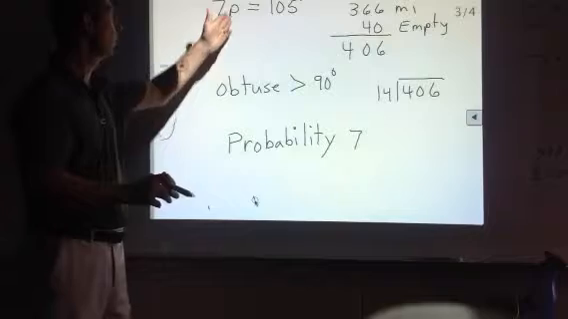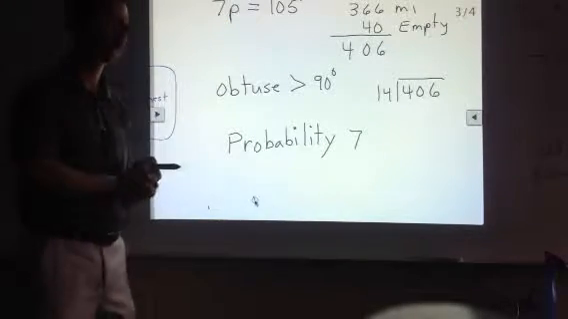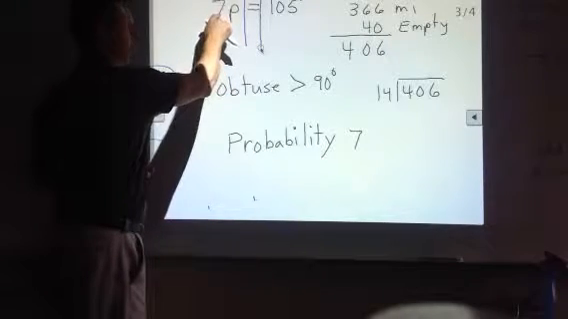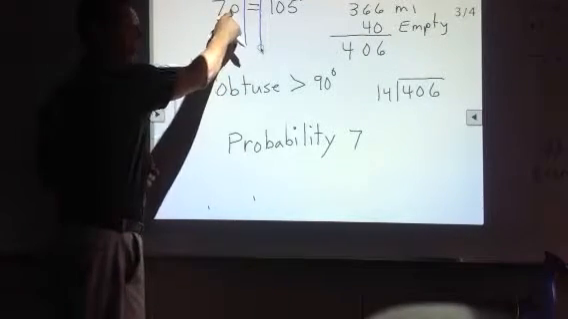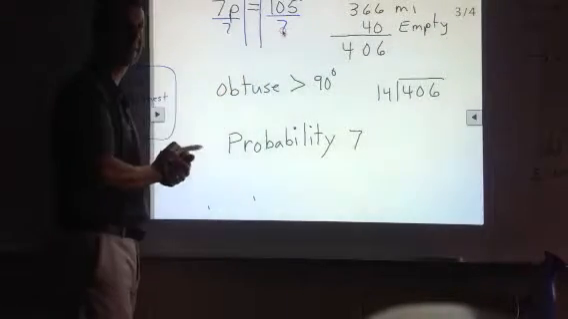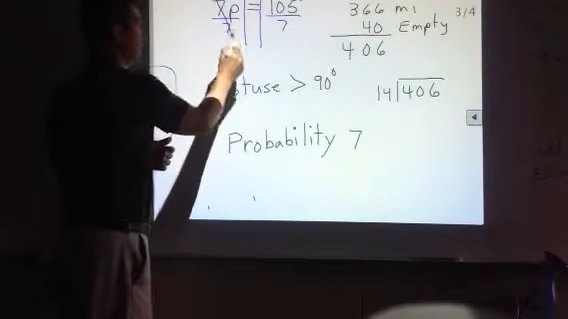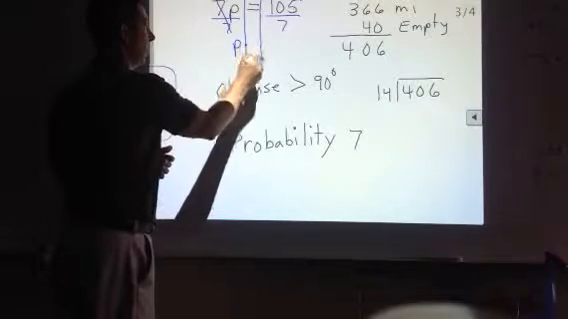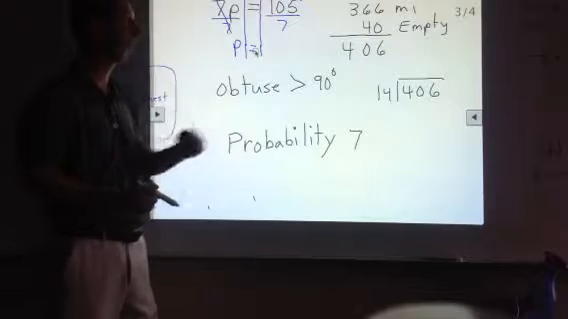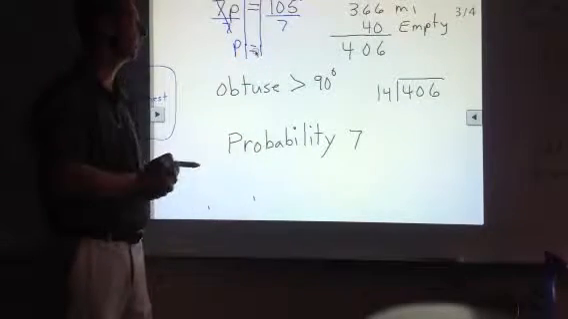Okay, here is a situation where we have a single step algebra problem. The way we do this is we get rid of our 7, which is being multiplied by p, so we divide both sides by 7 to get rid of the 7. This is called isolating the variable, so p equals 105 divided by 7 will give you your answer here.